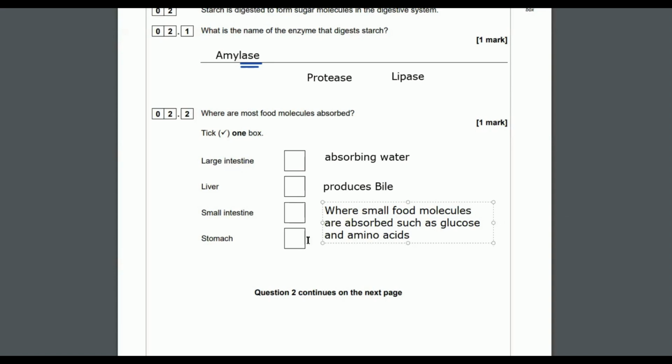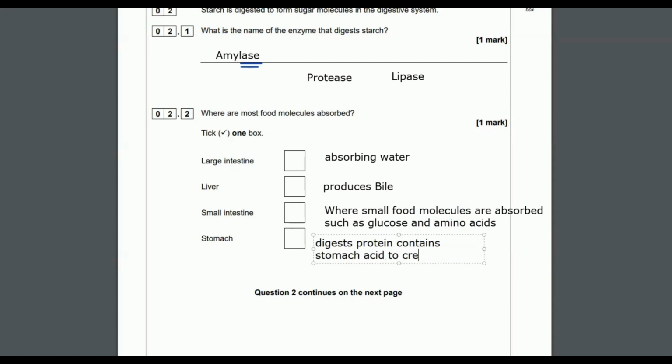And then the stomach digests protein. Also contains stomach acid to create the correct pH for protein digestion. And so our correct answer here is this one. And there we go.